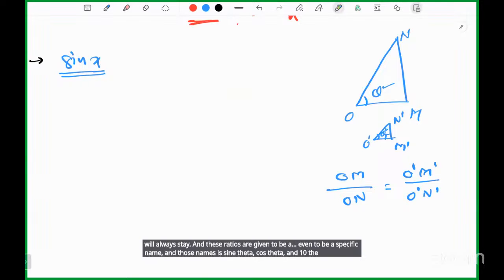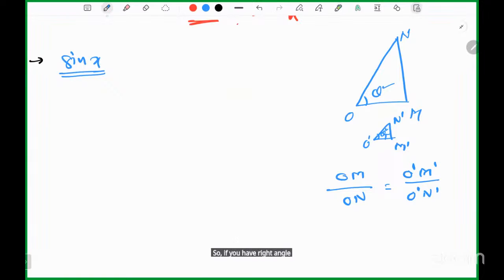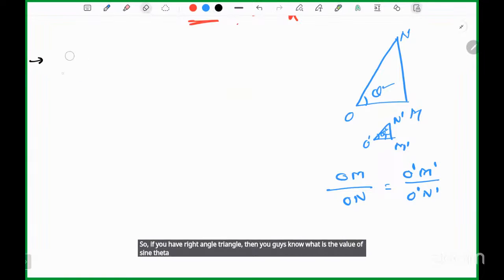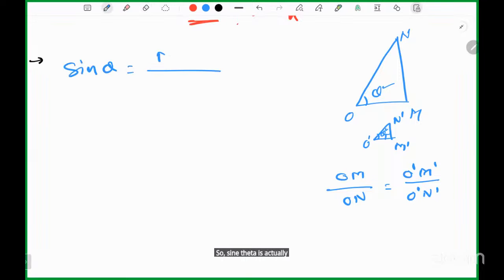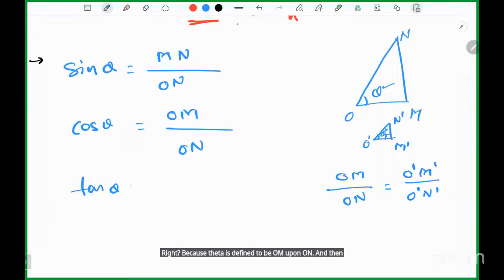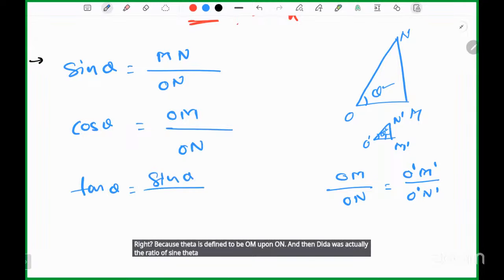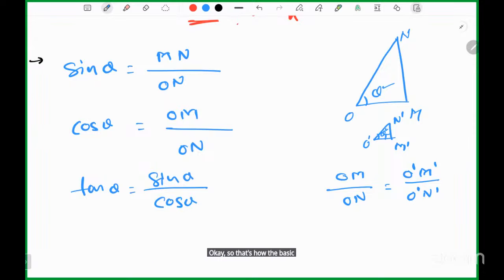So that's how we define the trigonometric functions sin x, cos x, and tan x. If you have a right angle triangle, then sin theta is MN upon ON, cos theta is defined to be OM upon ON, and tan theta is the ratio of sin theta and cos theta. Okay, so that's the basic definition of these functions.